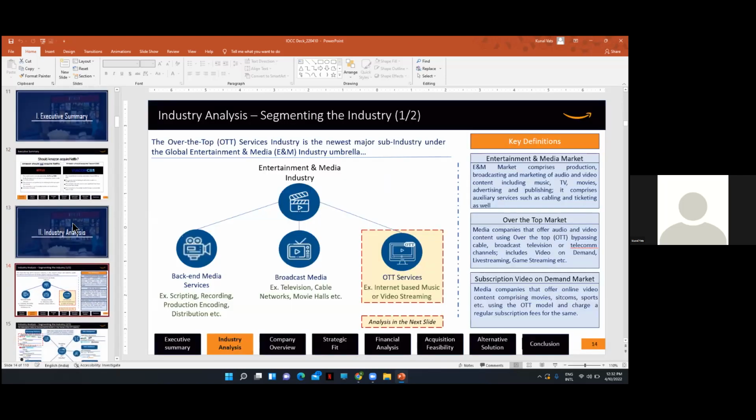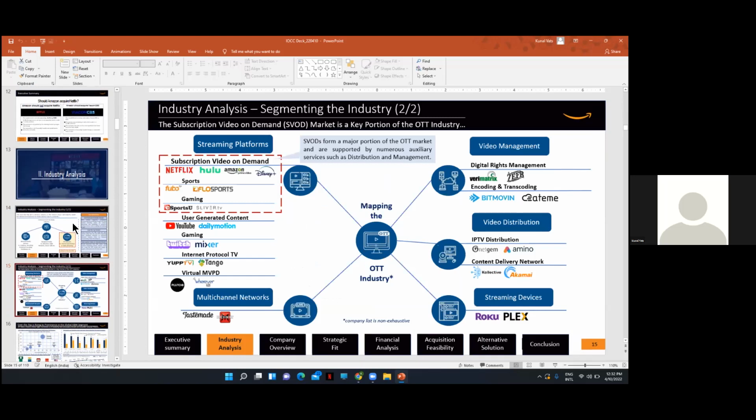Now, we started off with industry analysis in the introduction section, and we broke up the whole entertainment and media industry in three parts, and we come down to OTT. When we come down to OTT, we then map the entire industry, give a breakdown of which companies fall into which sub-industries within this. This is not completely necessary, but it helped us give a breakdown of what the different players are in this industry.